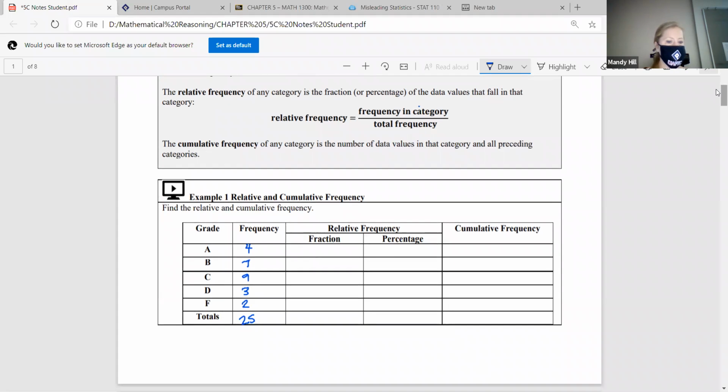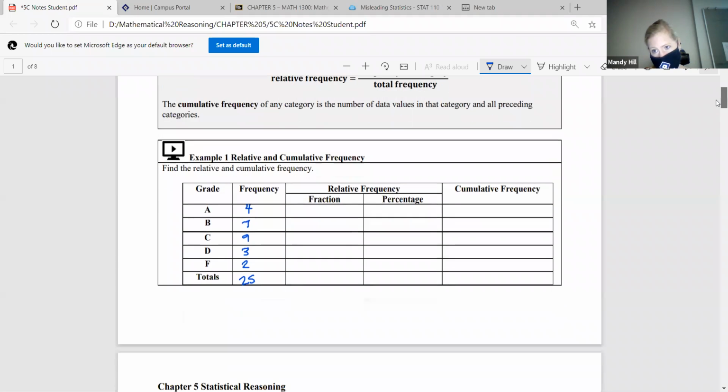So I've just gone down here and I've written, well, total number of A's is 4, B's is 7, C's is 9. This is something you're going to have to do for your second project. So I probably would write this stuff down, especially since I gave it to you to write it down on. But I don't know.